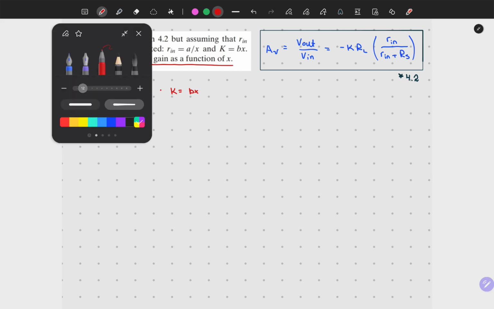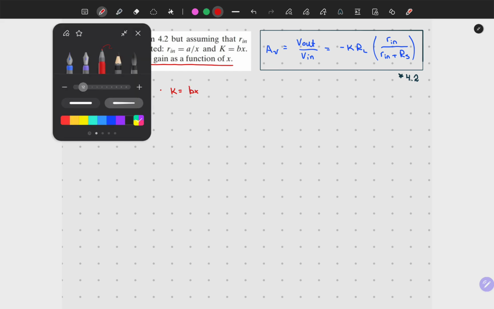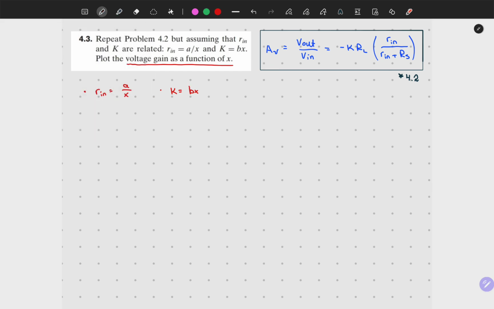over Rn plus Rs. What we have to do in this case is apply the relationships given to K and to Rn and simply plug in what we have. So negative K, which we plug in to be Bx, right? Because we are plotting in terms of X, times RL times what? A over X all over A over X plus Rs.